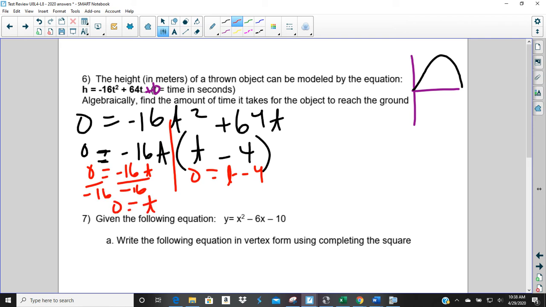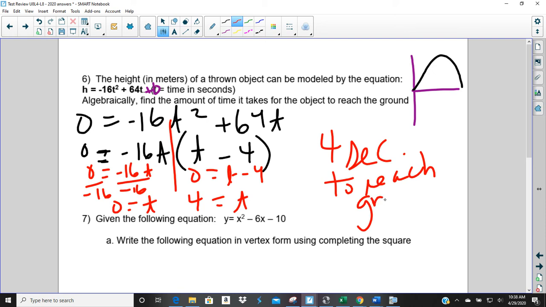We knew that already because we could see that the c term was 0. And 4 equals t. So how many seconds does it take? It takes 4 seconds to reach ground.